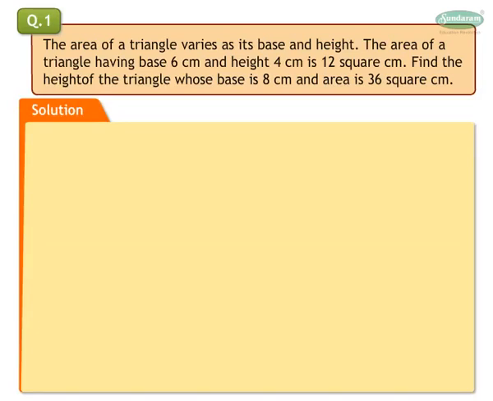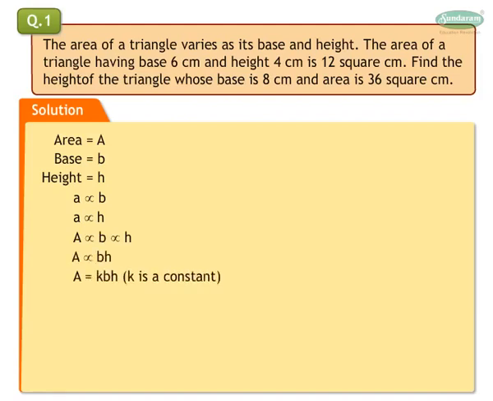Solution. Let the area of triangle be A, base be B, height be H. Since A varies directly to the base, we write symbolically as shown. Since A also varies directly to H, we write symbolically as shown. Combining both variations, we write symbolically A varies as B into H. So, A is equal to K into BH, where K is a constant of variation.